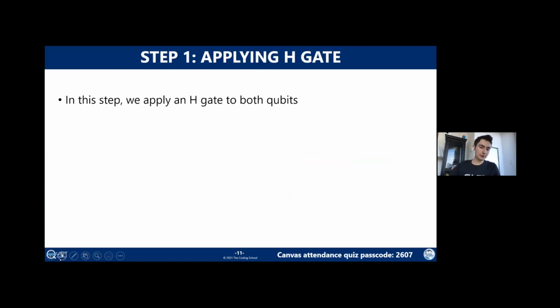Okay, so let's go through each individual step. As I said, steps 1 and 3, pretty straightforward. Step 2 is going to take me a while to talk about. So in step 1, we are going to apply an H gate to both qubits. So we have our two qubits, Q0 and Q1. We're going to put an H gate on both of them. And as I said before, that is going to turn our ket 00 state that we started off with into a uniform superposition over all possible states.